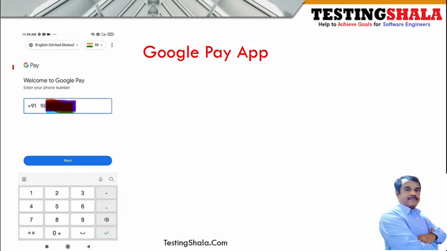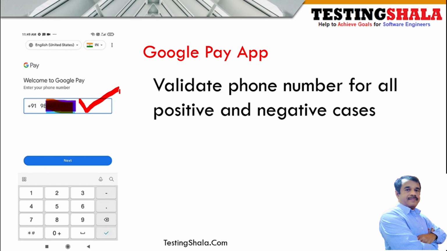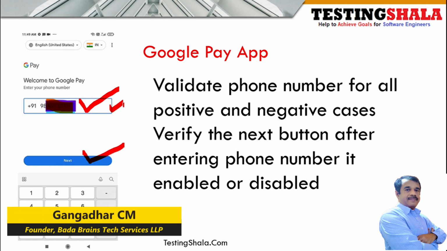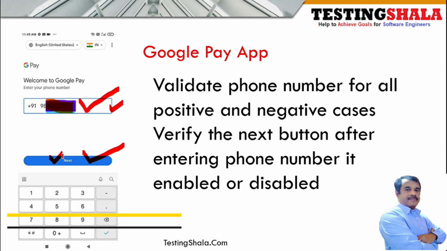So when we are entering a valid mobile number, after entering the valid mobile number, we should be able to click on the next button. When I enter the right mobile number, this next button should be enabled. At any cost, this next button should not be disabled when I enter the right number.